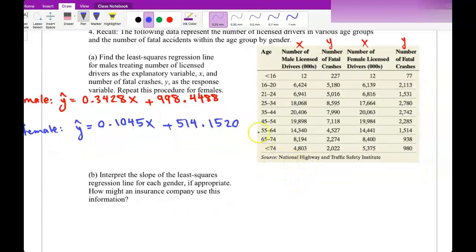And for this one, it didn't ask us, but I'm writing it. So R for that group was 0.883. This was males. And for females, 0.836.